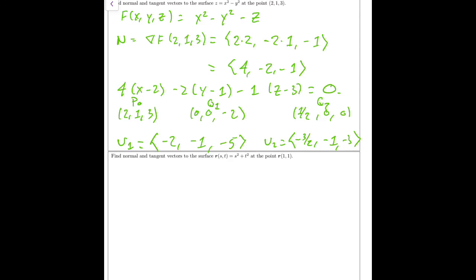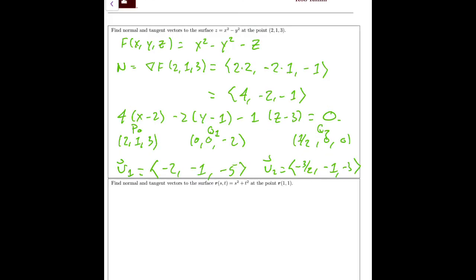Okay, so these are two tangent vectors, and then any other tangent vector is just a linear combination of these two vectors. In the next video, we will do the problem on the bottom, but there's a typo that I will fix in the next video.